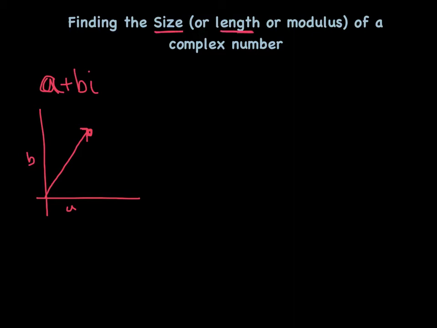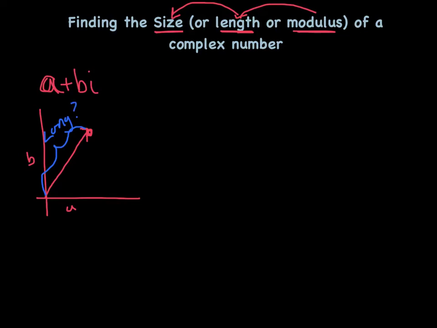Now the next question is we want to find the size, or sometimes we'll use the word length or modulus even. That's even a funny word, but modulus just means length, which means size. All of these words are synonymous with each other. So we're trying to find the length of this complex number. In other words, we're trying to figure out how long is this ray right there? So I'm going to put a little question mark there, and that's what we're trying to figure out.